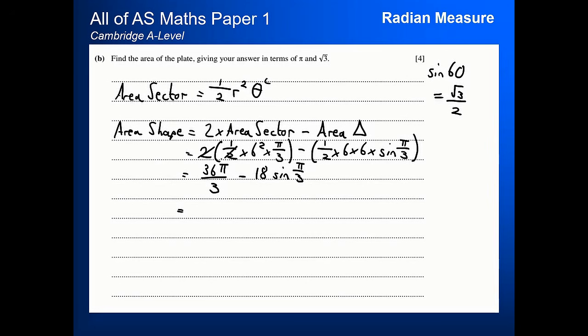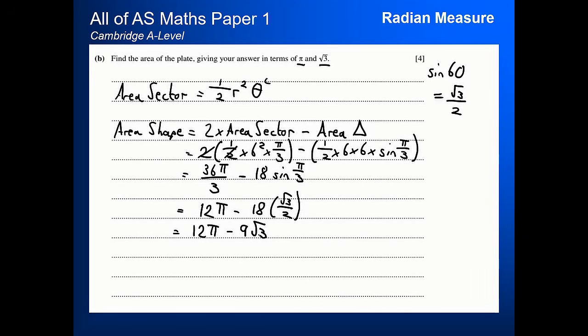So let's simplify this down. We have 36 divided by 3, that's equal to 12, so 12 pi. As I just told you here, this is equal to root 3 over 2. This is all good because we want it in terms of pi and root 3. And we're almost there, so now we get 12 pi. 18 divided by 2 is 9, so we get 9 root 3.